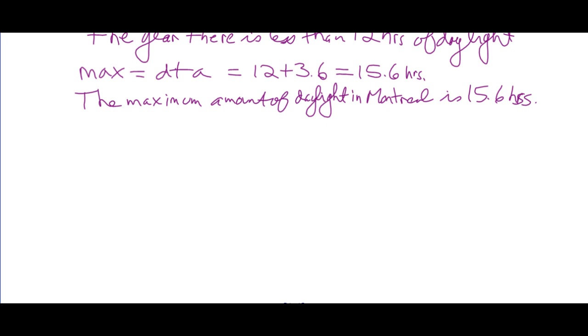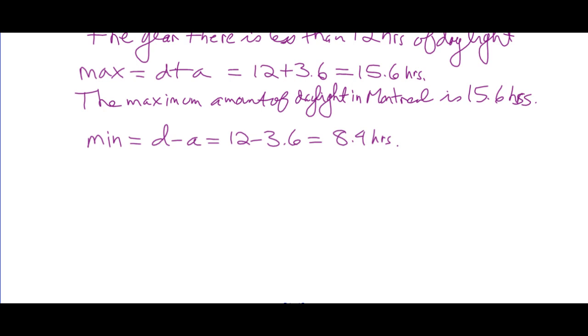And the shortest day, so what's the minimum? So the minimum is D minus A, which is 12 minus 3.6, which is 8.4 hours. That should occur December 20th, 21st, that would be about day number what? 365 days in a year. About 355, right? It's going to be about 10 days before the end of the year. 31st, day 365, back up 10. So around day 355. So the minimum is 8.4 hours.